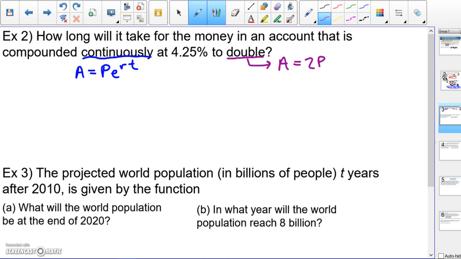You could plug in numbers right there if you wanted to and say the ending amount is 1 if the starting amount was 1/2, or any number you want, as long as the end amount is double. But I'm going to do it like this. Let's just say the ending amount right there is 2p. And the rate is 0.0425. And we want to know the time.